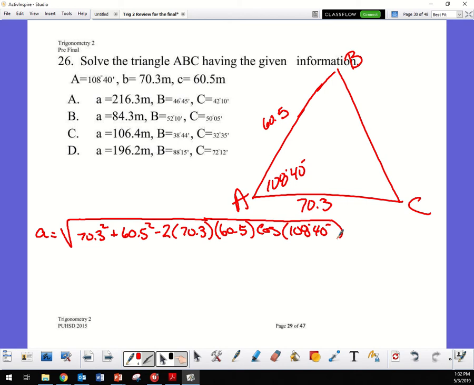Okay, I think that's it. All right. So since I got 106, that means it eliminates all the other answers, right?